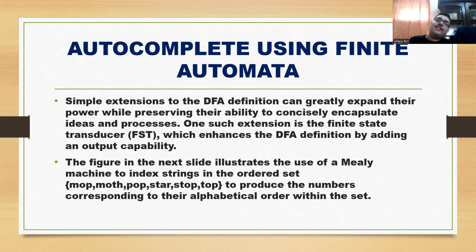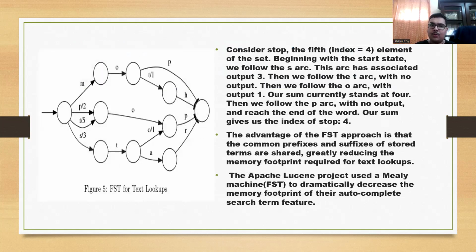So one such extension is the finite state transducer, an FST, which adds an output capability to the DFA. So the figure in the next slide, which we will discuss shortly, illustrates the use of a Mealy machine, which is also an FST, to index strings in the ordered set mop, moth, pop, star, stop, and top to produce the numbers corresponding to the alphabetical order within the set. So you can have a look at the FST for text lookups in this case.